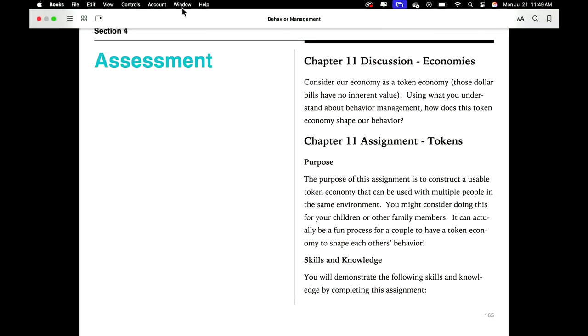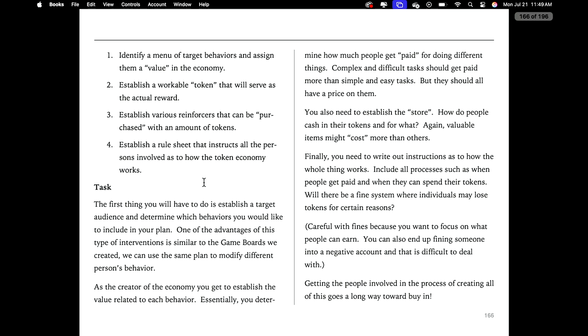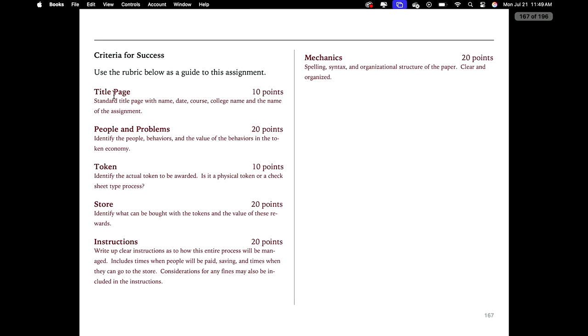And of course, we're left with the assignment for Chapter 11, which is basically the policy sheet for a token economy. Let's take a look at what's in the course book here. We have the title page. You identify the people, behaviors, and the value of the behaviors in the token economy. Identify the actual token to be awarded, physical token or a check sheet process. And then you identify what can be bought with the tokens. You create those. And then here are the instructions.